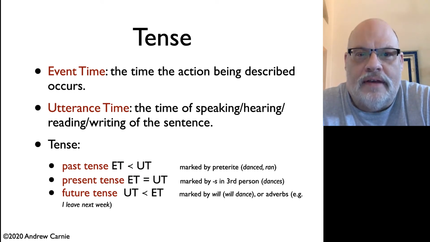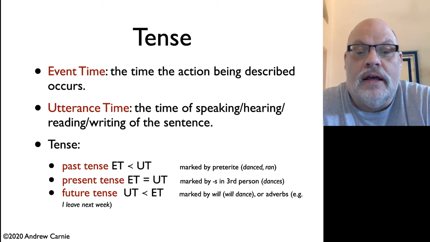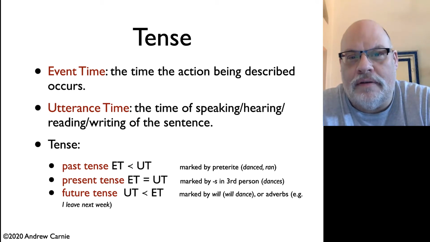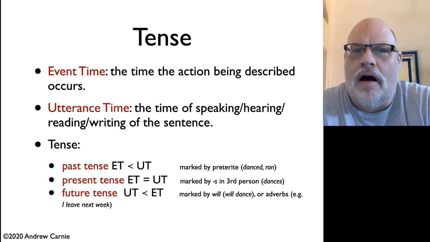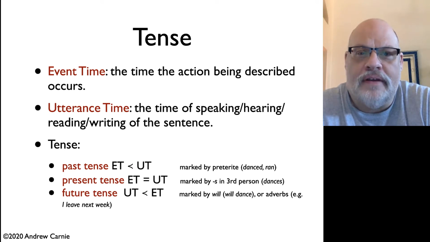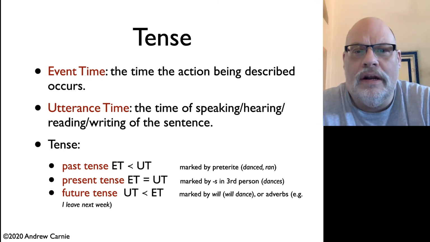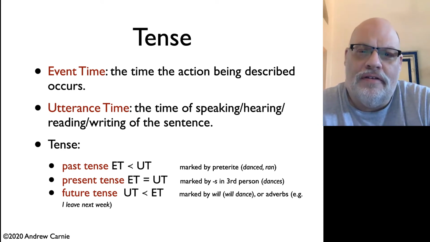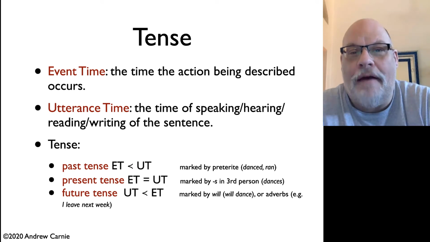The present tense in English is typically marked with the S suffix, as in he dances. In this situation, the event time is the same as the utterance time. Now, there is one little quirk about English present tense. It doesn't always mean immediate present tense. It can also sometimes have a habitual reading. So if I say things like he dances, that sort of implies he dances all the time. We're going to leave that complication aside for the moment and just take the simple meaning where it's an event happening right now. The future tense is one where the event time happens after the utterance time.